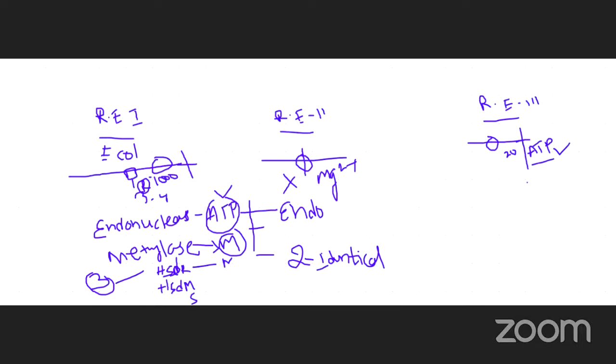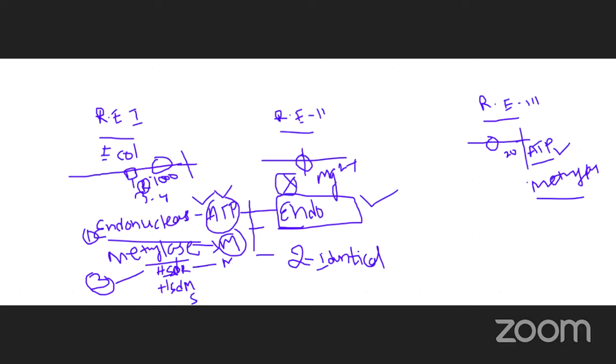Like restriction endonuclease 1, it is also bifunctional: endonuclease activity and methylase activity. Functionally both are the same, but type 2 has only endonuclease activity, while type 1 has endonuclease and methylase. Type 3 also has endonuclease and methylase, and types 1 and 3 utilize ATP energy for nuclease activity. But here, no ATP energy is required for the nuclease activity. So this is restriction endonuclease 2.